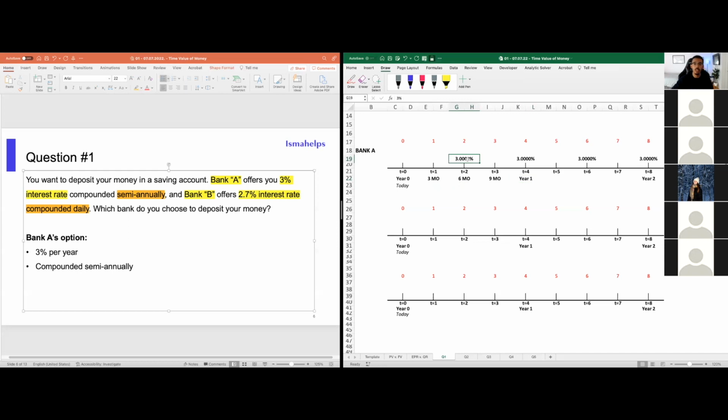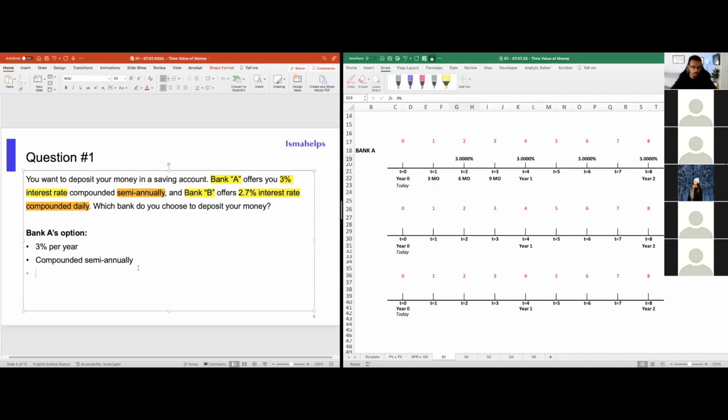Now, obviously, it's not going to be 3% that you're going to get every 6 months. No, you're going to get half of that. The interest rate per 6 months, i.e. semi-annually, will be equal to 3% divided by 2, i.e. 1.5%. So here, you're actually going to be getting 1.5%, 1.5%, 1.5%, and 1.5%. Okay? So that's awesome.